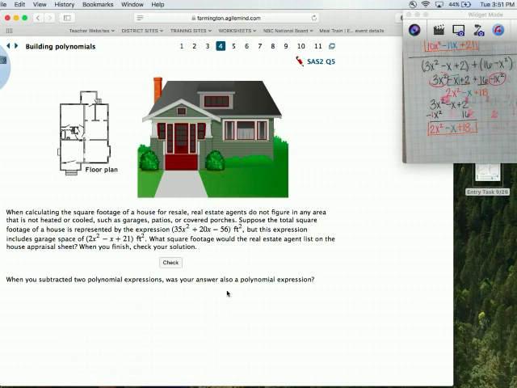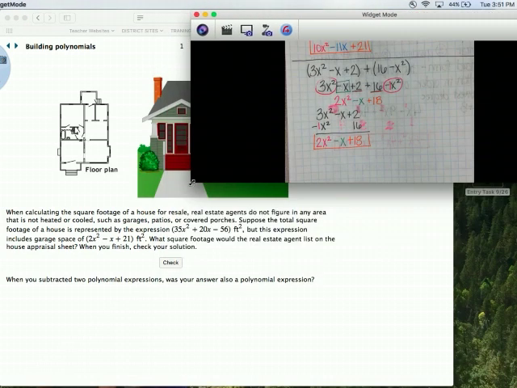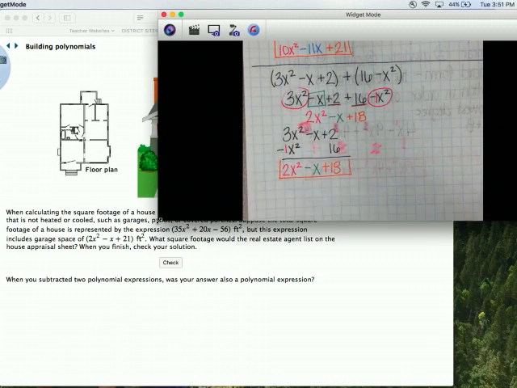So then if you look, it says, but this expression includes the garage space. What square footage would the real estate agent list on the house appraisal sheet? So if you know anything about appraisals, the garage typically is not included. It would be more of just the square footage of the house without the garage. So this is where we're going to see that subtraction. So we're going to take the square footage of the entire house and subtract the square footage of the garage. So I'm going to go ahead and just write that down.